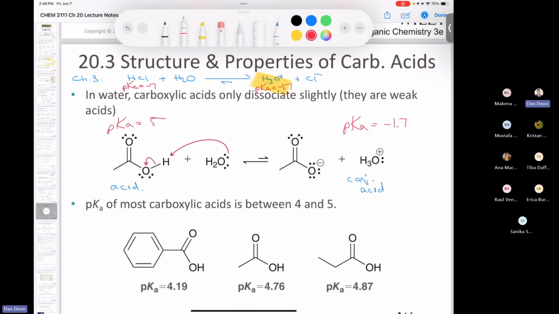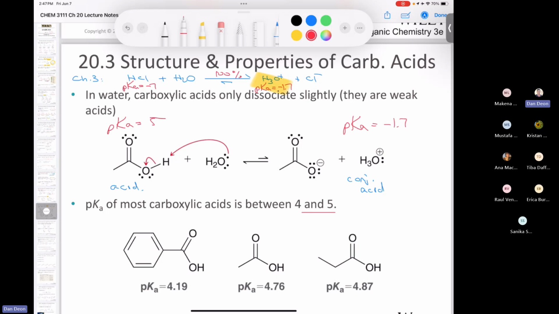Remember, if you go back to the definition, a strong acid is one that dissociates virtually 100%, whereas a weak acid only dissociates slightly, right? It's a weak electrolyte. If we look at carboxylic acids, like benzoic acid or acetic acid or propionic acid, they all have pKa's in the 4 to 5 range. Now you might say, well, that's not a strong acid like HCl. No, I never said a carboxylic acid was a strong acid. I said it was an acid.